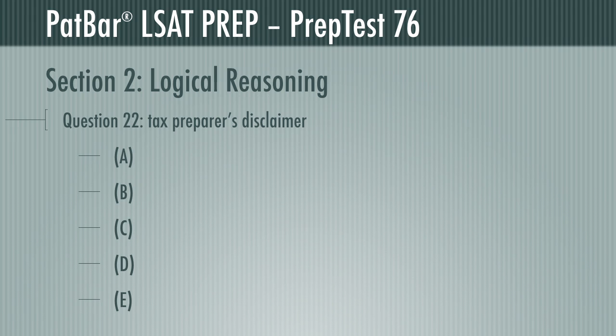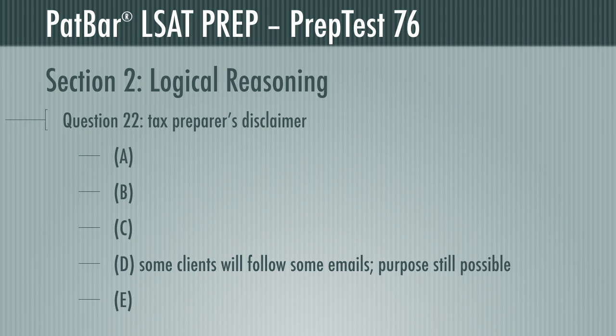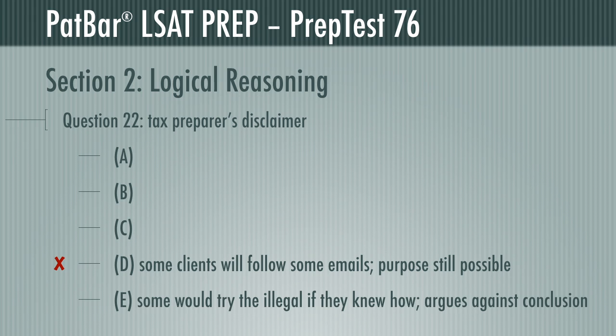This question has fooled a lot of people, so we'll mention again. According to the passage, the only possible purpose of the disclaimer would be to provide legal protection to the tax preparer, then argues that it has no purpose. It is a virtual certainty that some people will follow the advice in some emails. This doesn't take away the possibility that the disclaimer has a purpose. D is wrong. Some clients would try to do something illegal if they knew how, and this would be the one answer that tends to argue against the conclusion that the disclaimer serves no purpose.